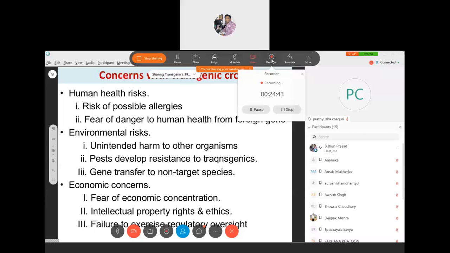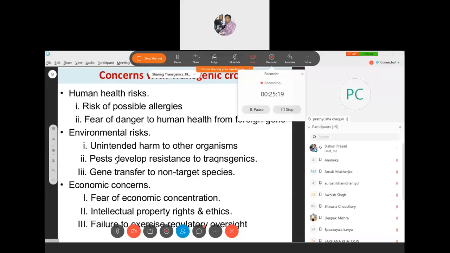And even if it is solubilized, we don't have the cadherin receptor. We humans and other vertebrates don't have the receptor. So the Cry protein will not bind to the receptor, and no pore formation will happen. So we don't have any harm. So unintended harm to other organisms needs to be assessed. And if we are sure that these genes or proteins don't have any unintended harm to our beneficial insects or even humans and birds, then only it should be released.